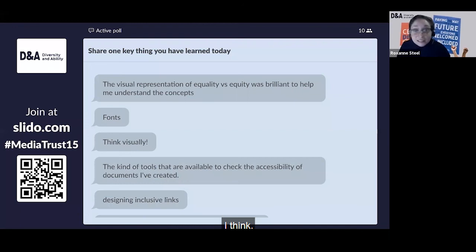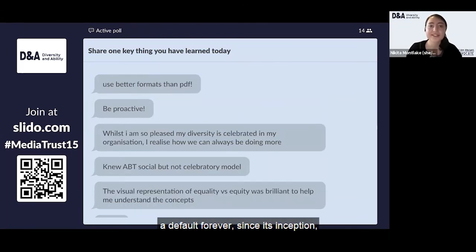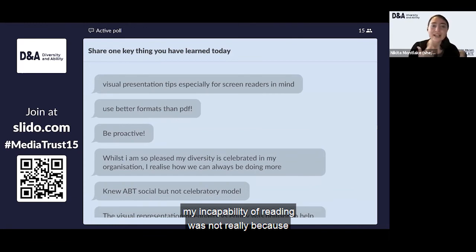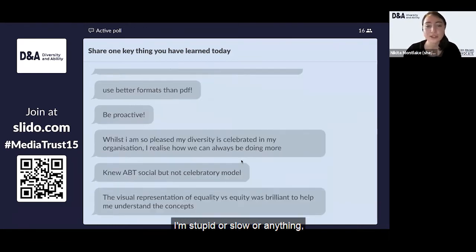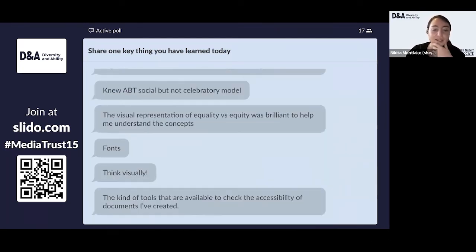I think so. Yeah. And I think because it's been a default forever since its inception, we don't really know to question it. And I didn't realize that actually my incapability of reading was not really because I'm stupid or slow or anything, it was just because of the actual physical accessibility of those documents.